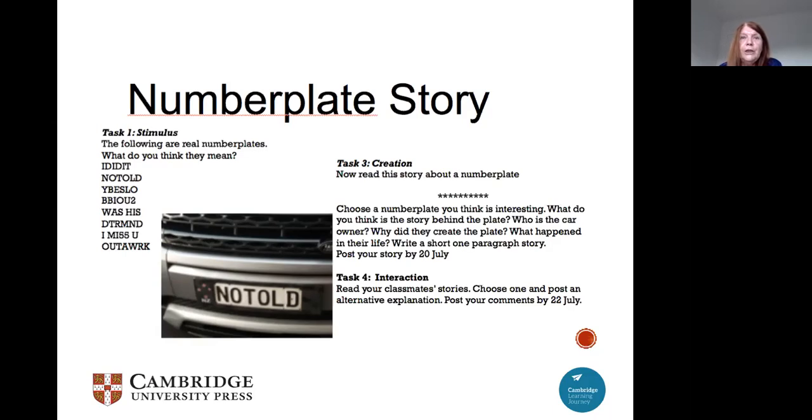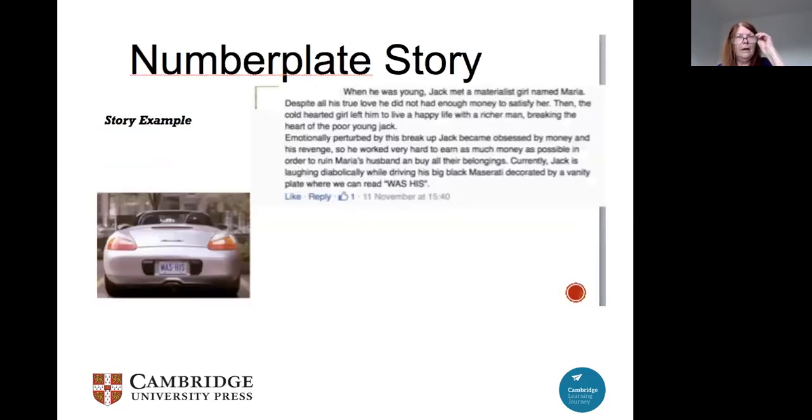And again, I'd like to share with you a student contribution. This is a young French guy in a colleague's class in Auckland. She tried out this activity in a computer lab, and this is what he posted. He chose the number plate "was his."